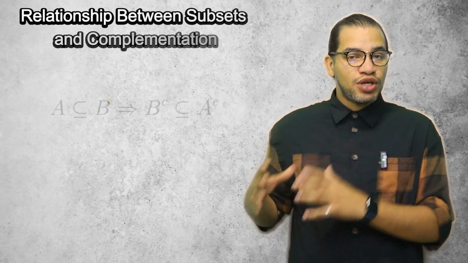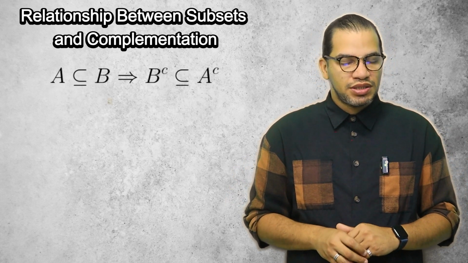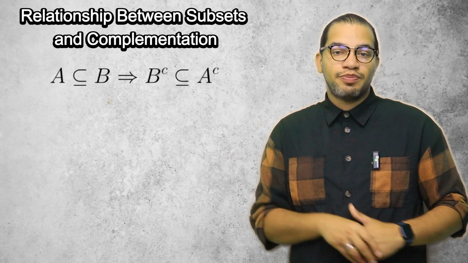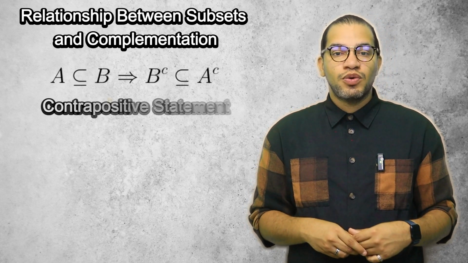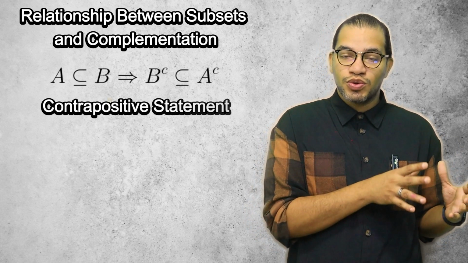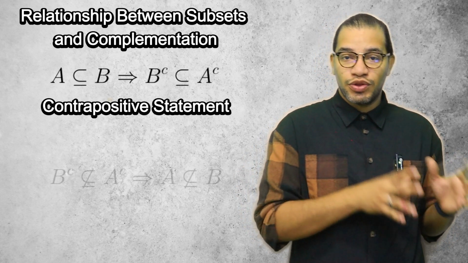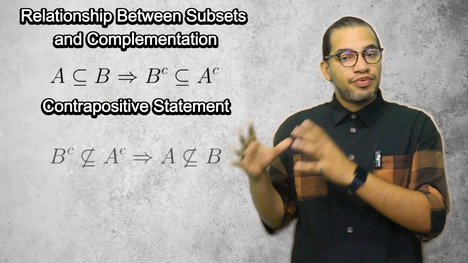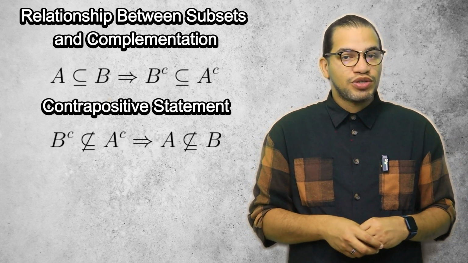Another property of the subset relation is that if A is a subset of B, then the complement of B is a subset of the complement of A. Now, instead of proving the conditional, we are going to prove the contrapositive, meaning instead of proving that P implies Q, we are going to prove that not Q implies not P. Remember that the conditional and the contrapositive are logically equivalent, meaning if I prove one true, then immediately I will be proving the other one true as well.